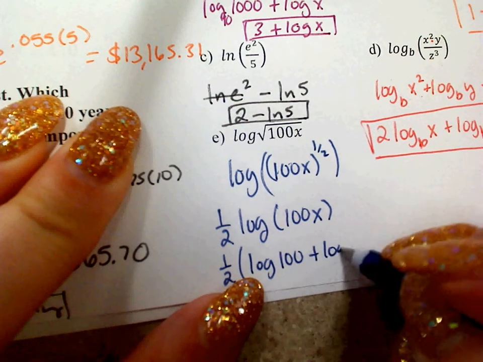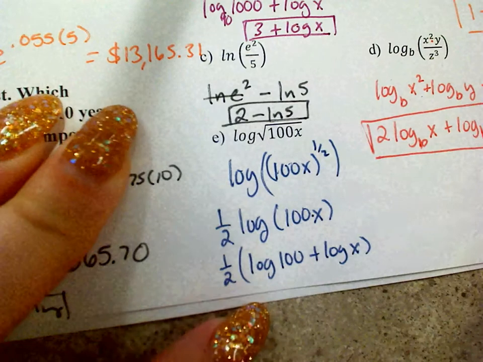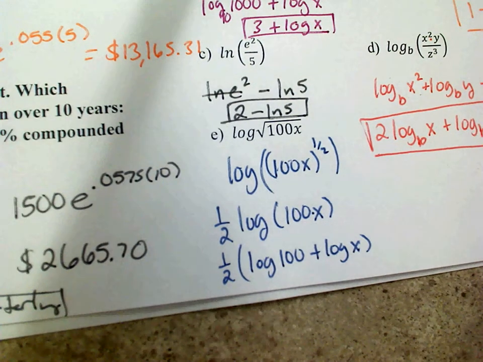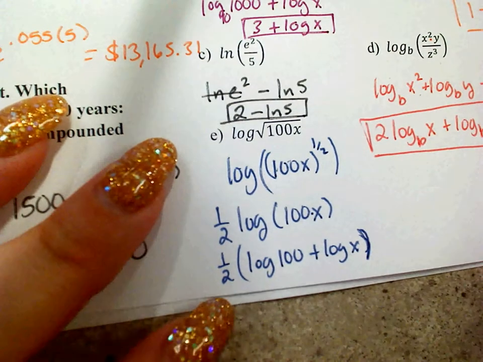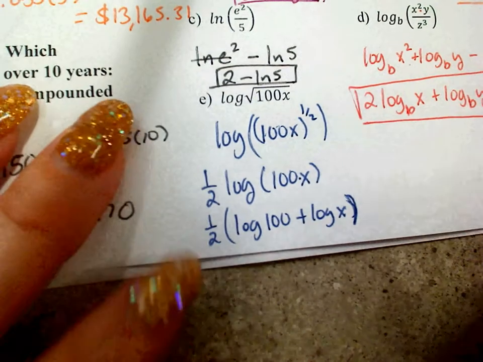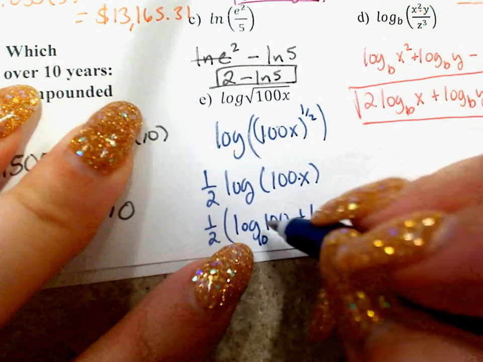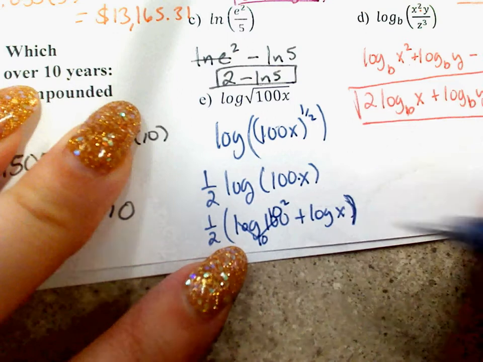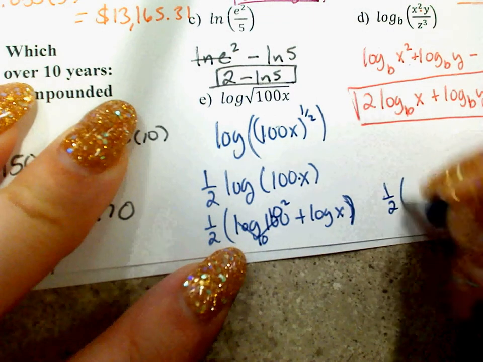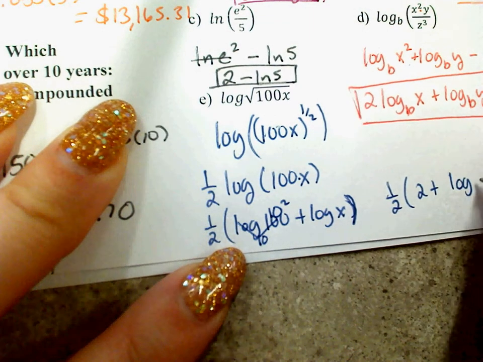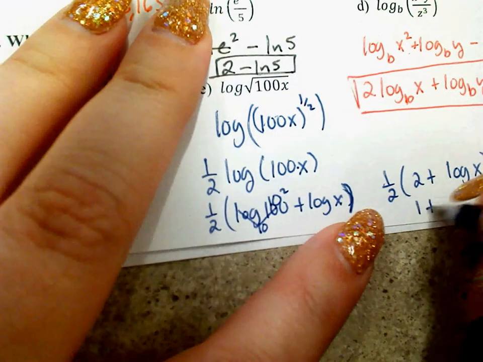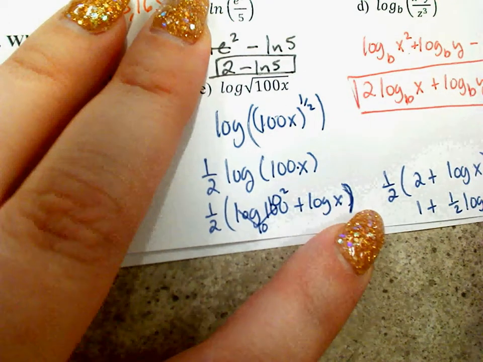because there's multiplication. Can y'all tell me what log of 100 is? It's 2, because that's log base 10 of 10 squared. So if that's 10 squared, then I'm just left with 2. So I've got 1/2 times 2 plus log of x, which is just 1 plus 1/2 log x. And that would be the answer.